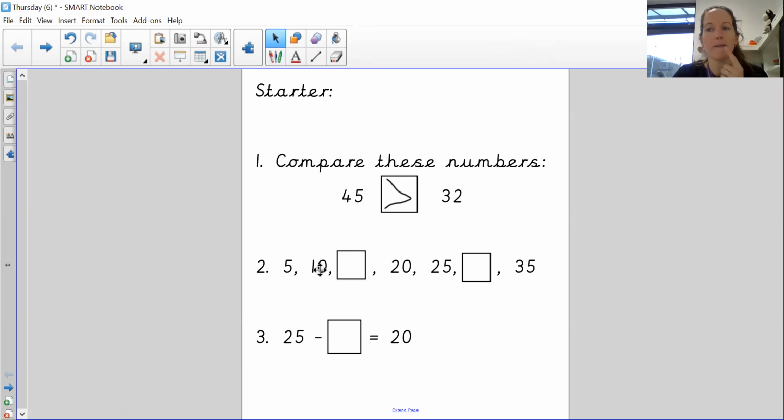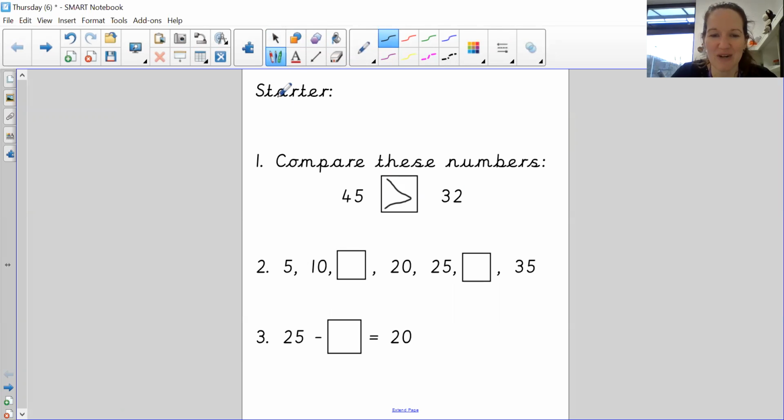Okay, let's do this missing number. 5, 10, 20, 25, 35. So what are we counting by? Do you know? 5s, that's right. So we have 5, 10, well done, yes, 15, 20, 25, well done, 30. Fantastic. And then our last one is another missing number.